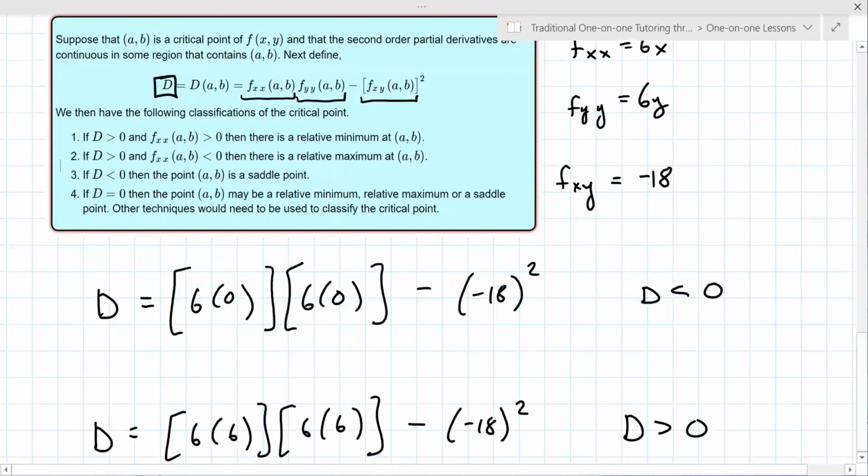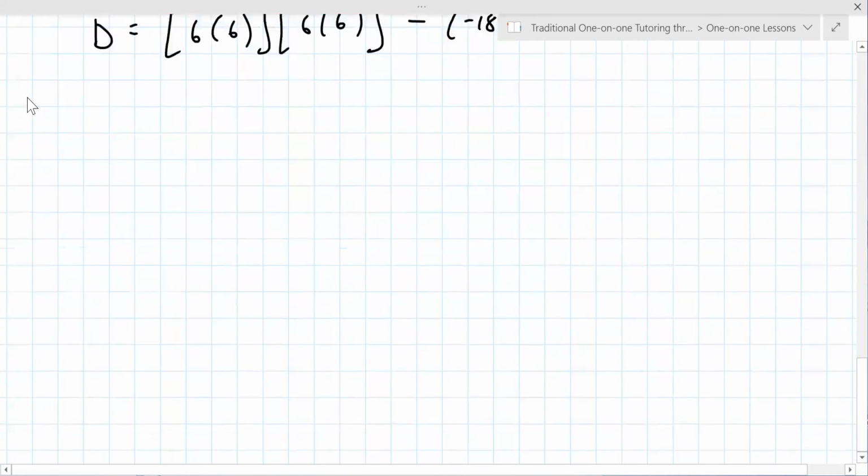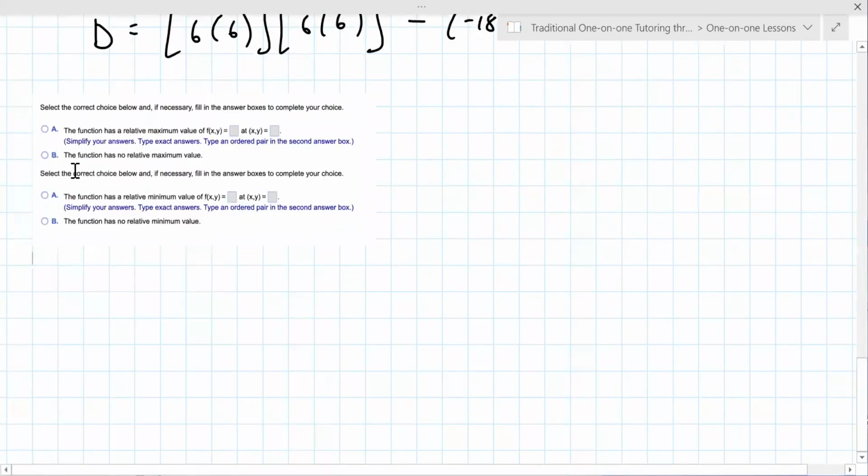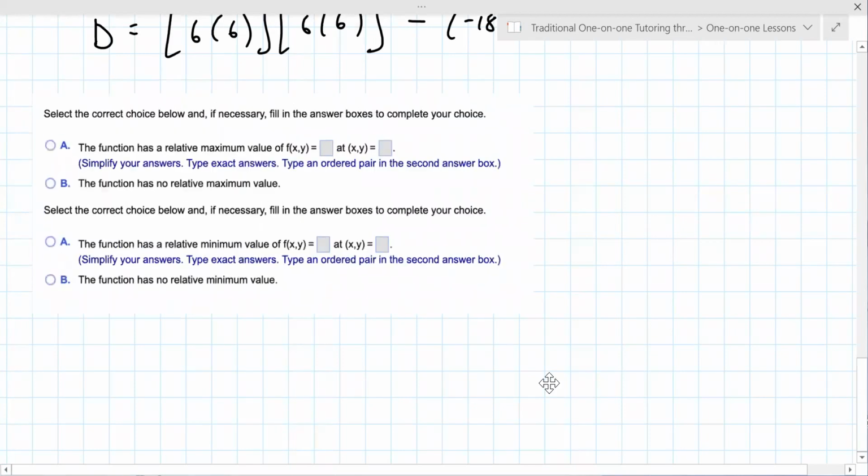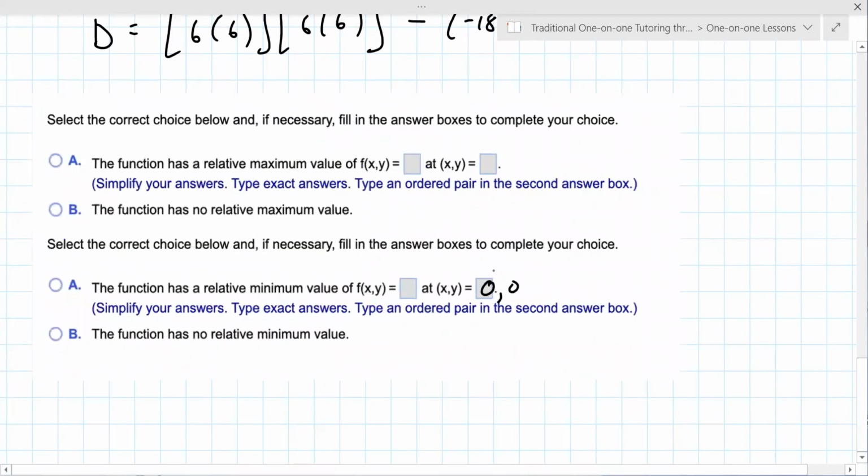So here's how we can answer this question. Let me try to be clear here with this next part. Your problem is that it has a relative min at 6, 6. And to get that actual min value, we have to go back to the original function and plug in that ordered pair here.